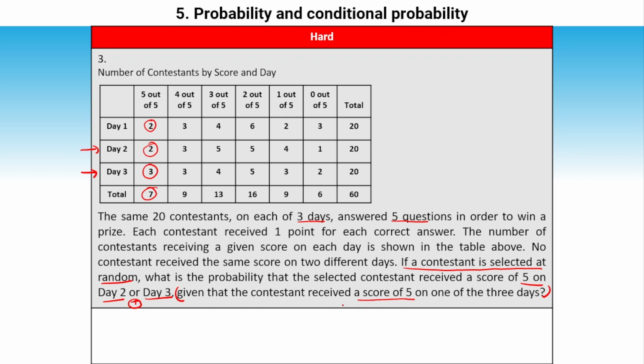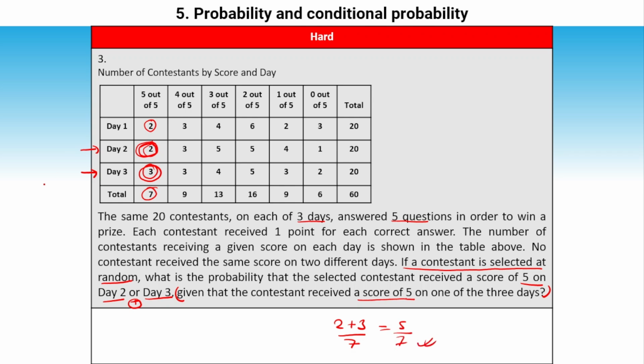So given that the contestant received a score of 5 on one of the 3 days, all of these received 5 out of 5 at least once, so the total number who received 5 will be 7 over the 3 days, right? That is our total. And our target is that the selected contestant received a score of 5 on day 2 and day 3, that is 2 plus 3. So this is 5/7 is your answer.